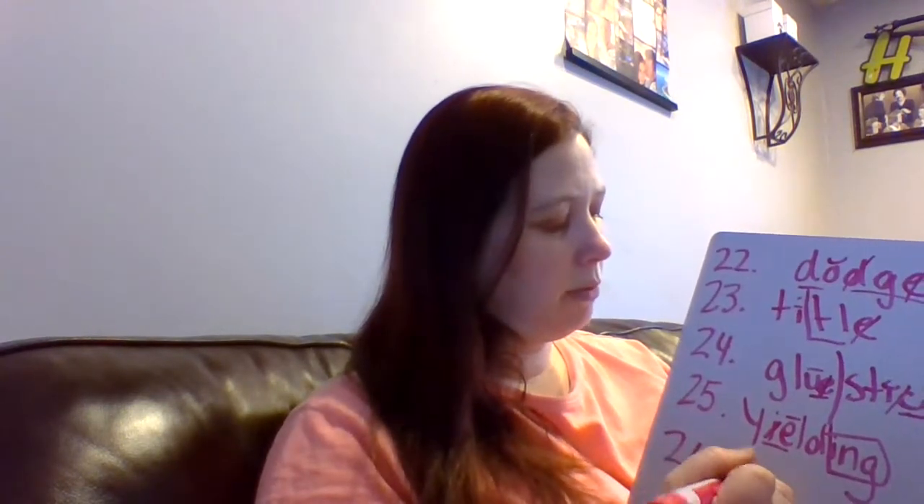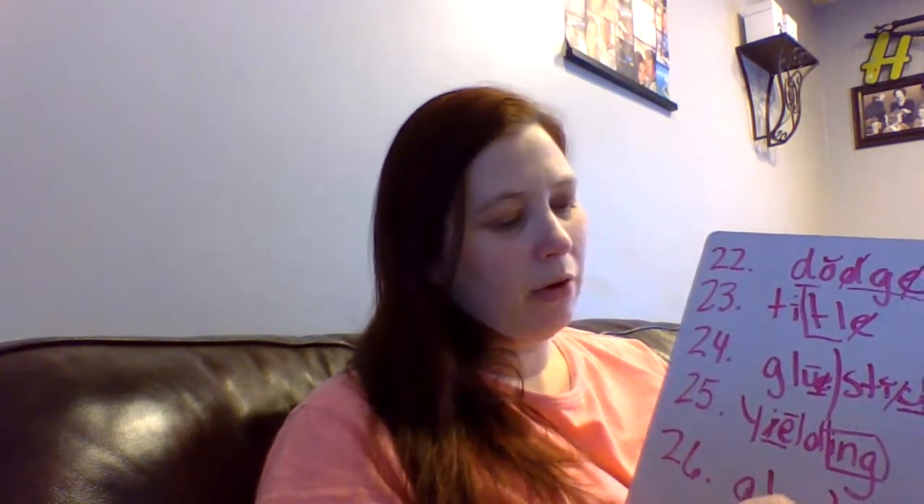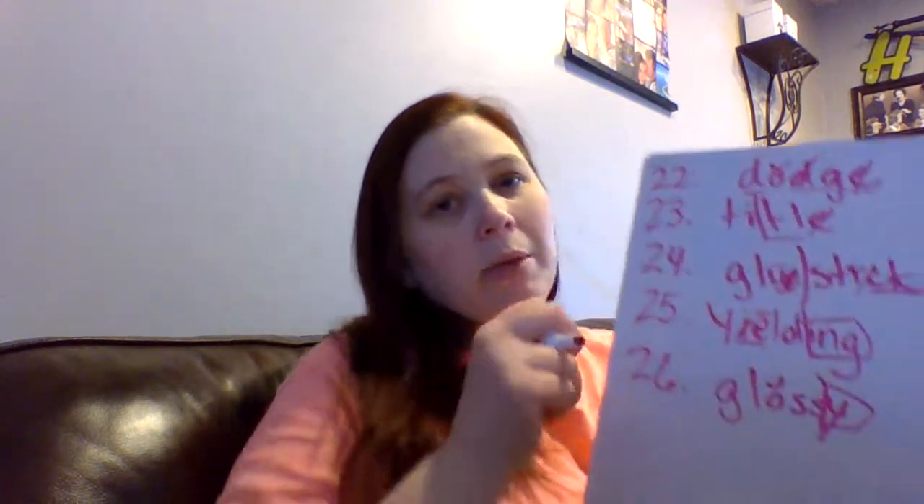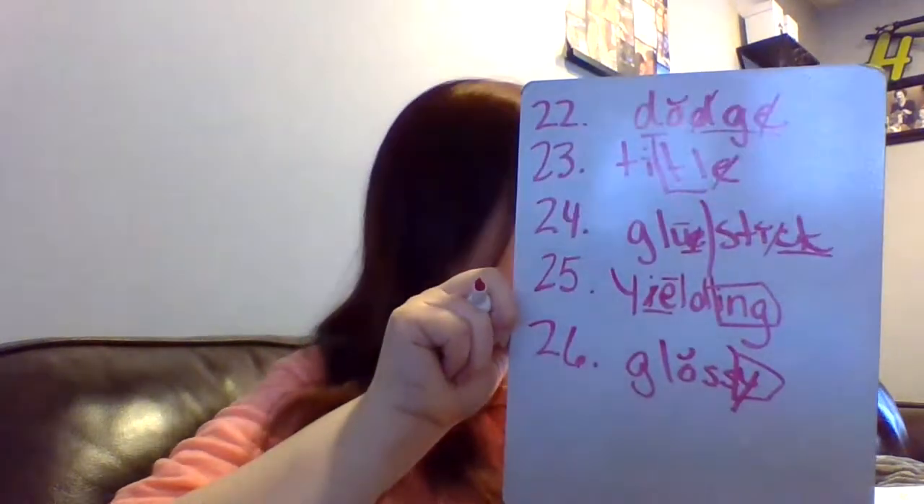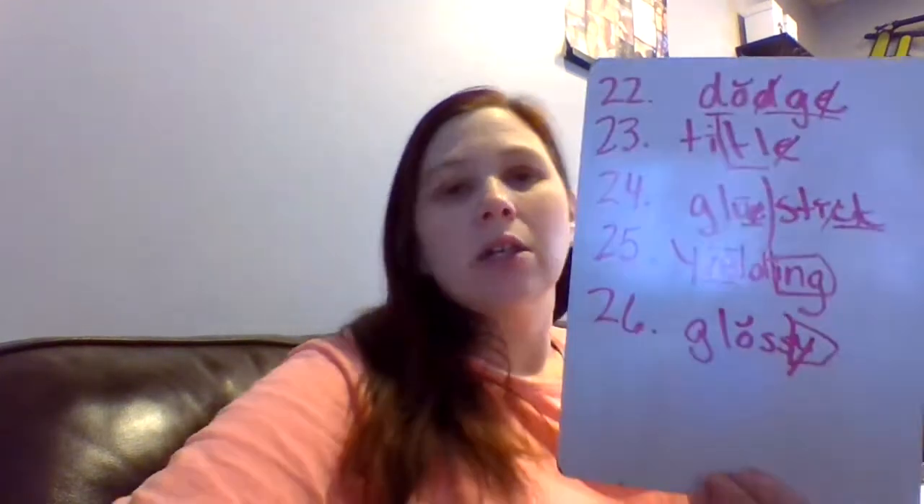And 26, we have glossy. We're going to box off our Y suffix here. And our O gets a macron. That's it for there. Make sure you have those all written down and draw a line over to the picture that matches. All right. That's all for today.